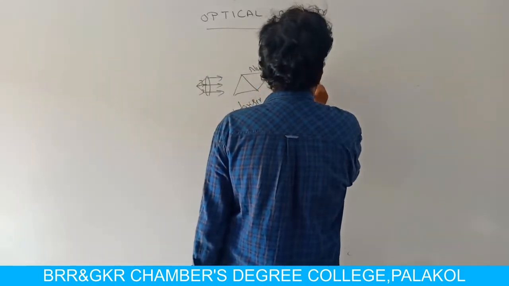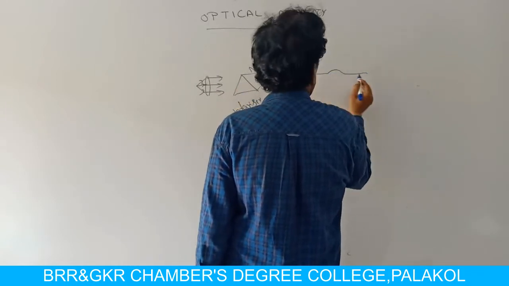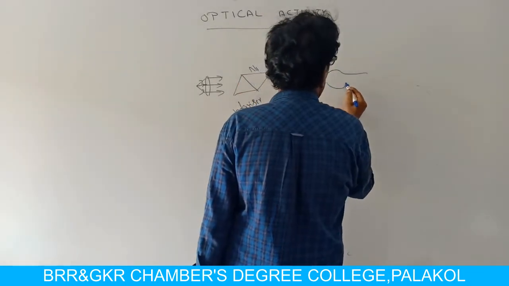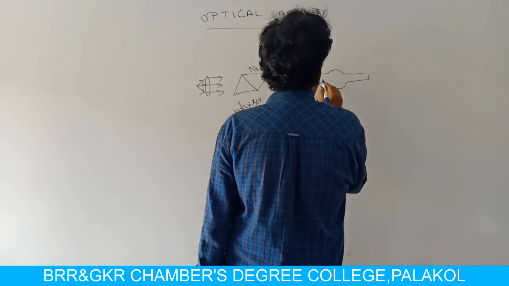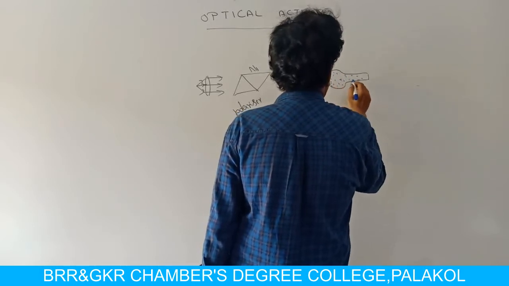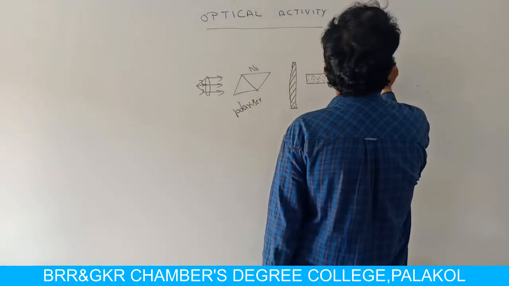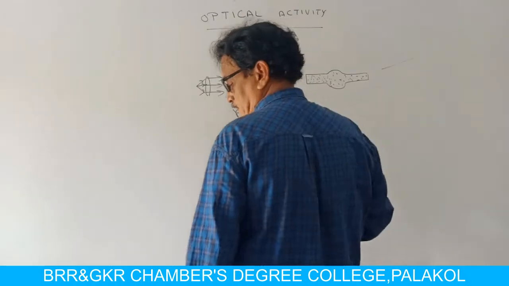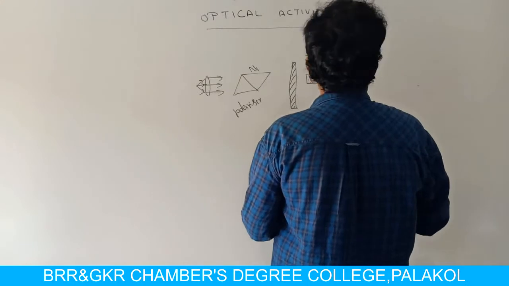And then the substance which is optically active is placed in a tube like this. This substance is nothing but a sugar solution or glucose solution. The light after passing through this tube is allowed to pass through another Nicol prism, called the analyzer.